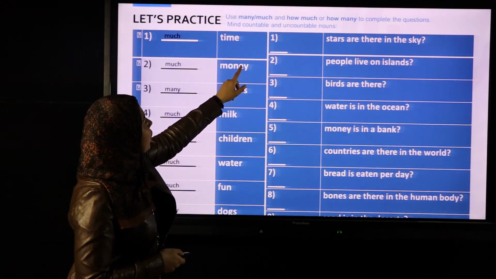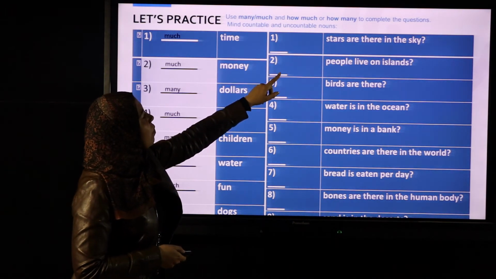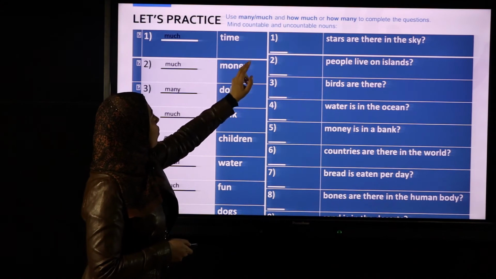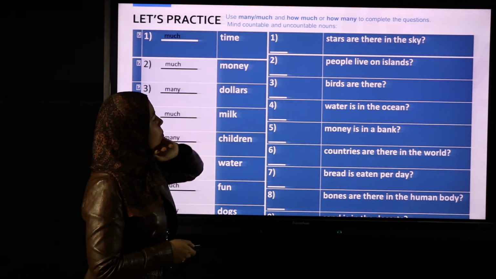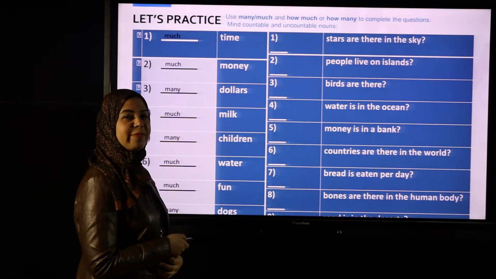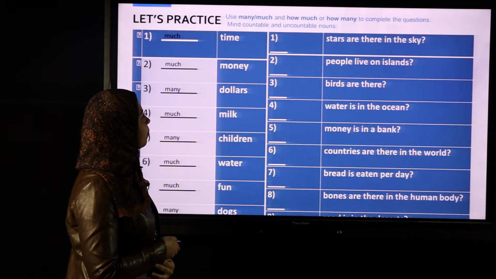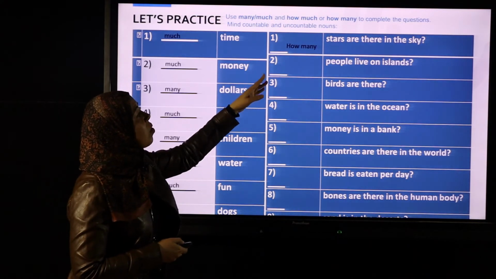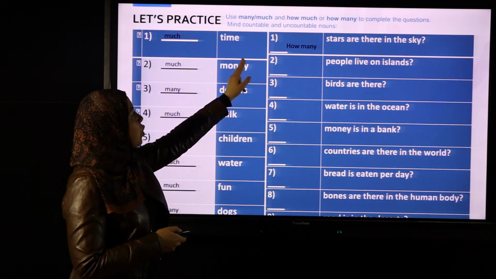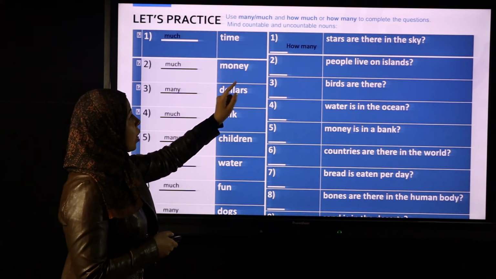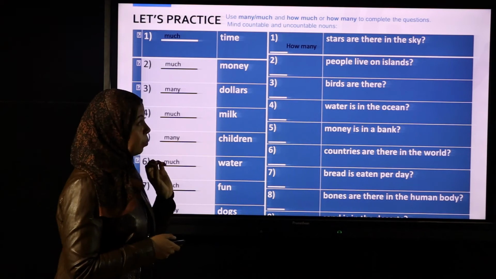Let's go to the other part. Stars are there in the sky. Which question should we start with? How many or how much? What should we say? Yes, correct. How many? How many stars are there in the sky? I used how many because I can count them, and I used are because they are countable.